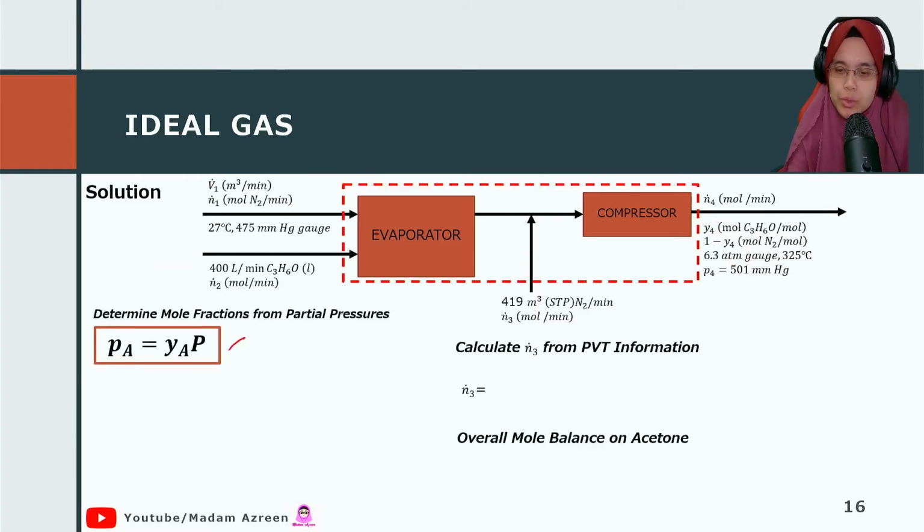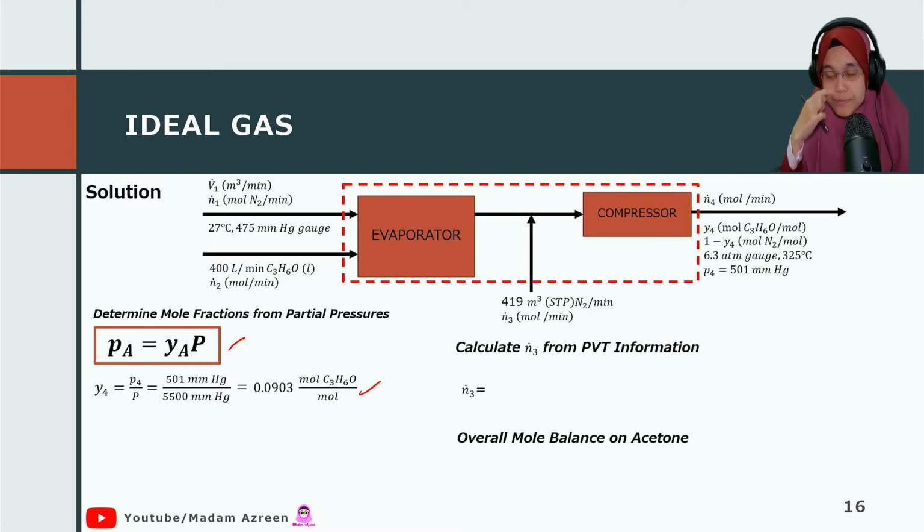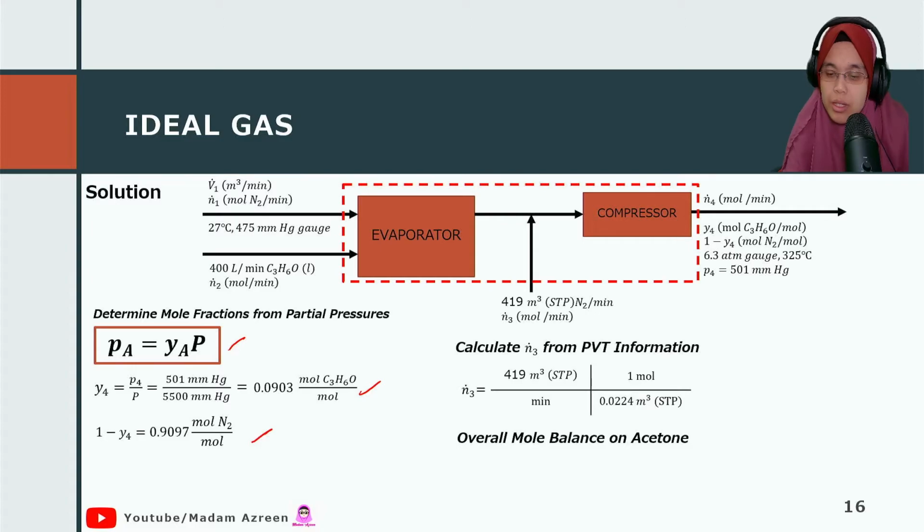By using this equation, we can determine the mole fraction, which is Y4. Okay, so we can get the value of Y4. Go to this one. And then for the mole fraction of nitrogen, it is this one, 1 minus Y4, you get this value. So we are done with this stream. We get the value of Y4.